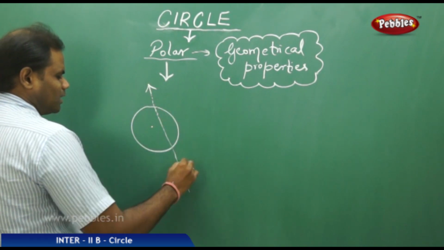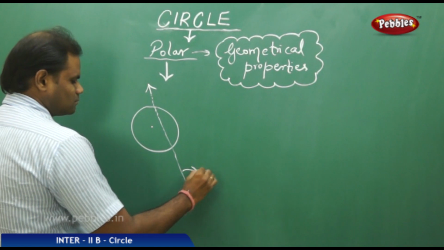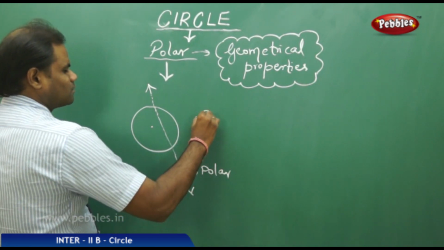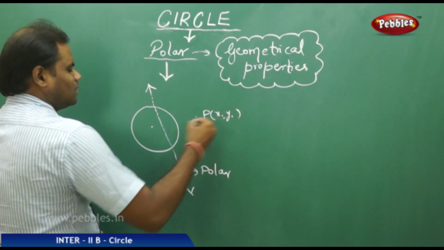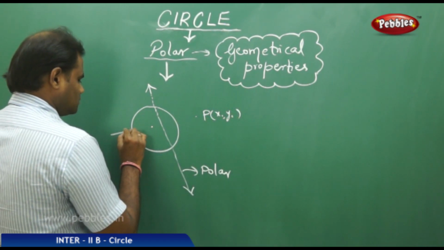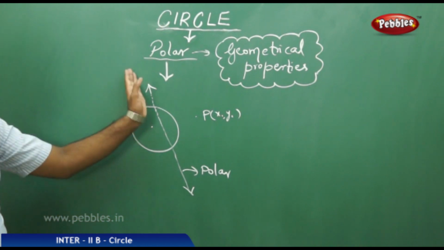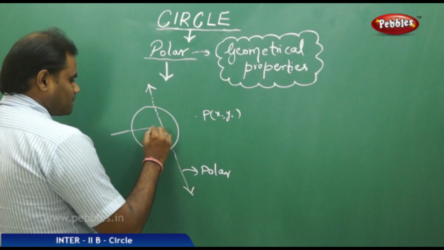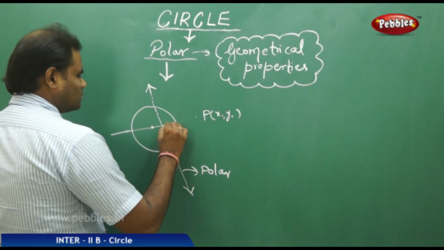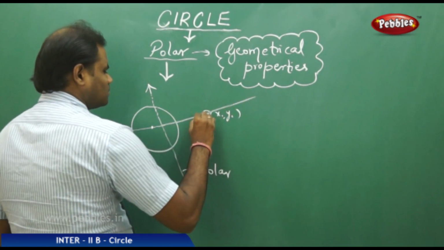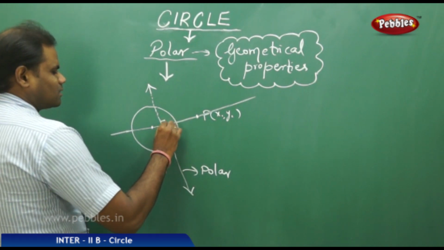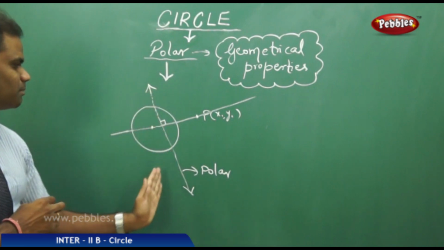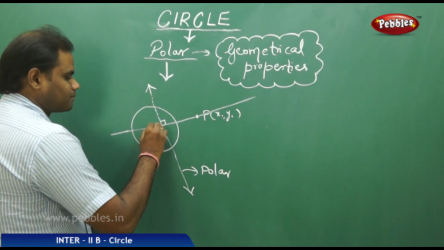So if this is the polar for a point P outside the circle, then with this being the polar, I see that if I join the center of the circle and the pole, then clearly the line joining the center to the pole will always be perpendicular to the polar.